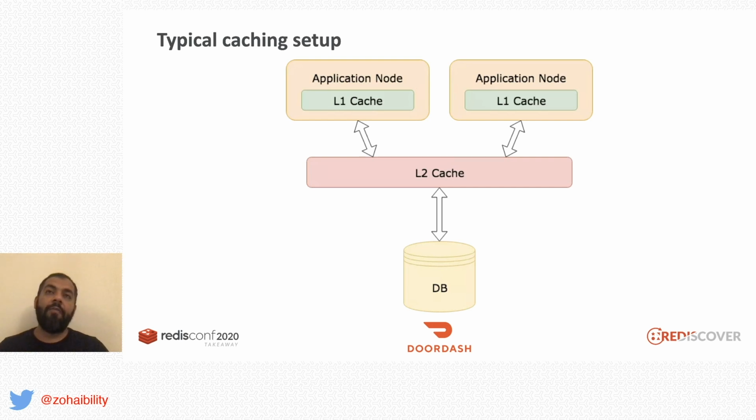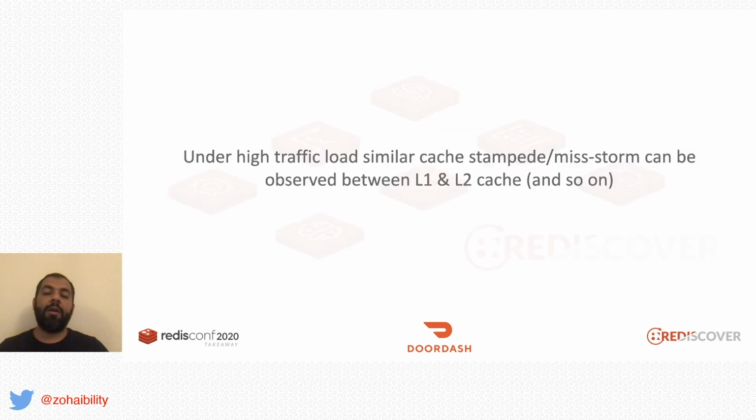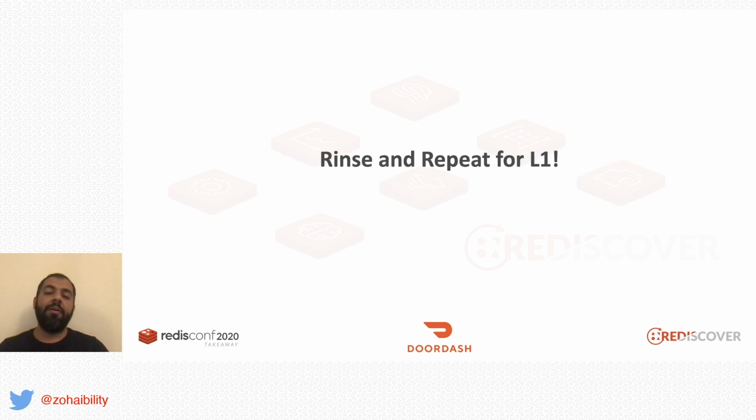So think of this as every time you're touching a network and going across the wire, there is a problem. And we want to make sure that when people go out and start reading the values from different sources, they don't cause a stampede. Under high traffic load, a similar cache stampede can be observed between L1 and L2 and so on, right? So each level would have the same thing. So we can rinse and repeat the same solution here as well. You can say my L1 is also going to do ahead of time eviction.